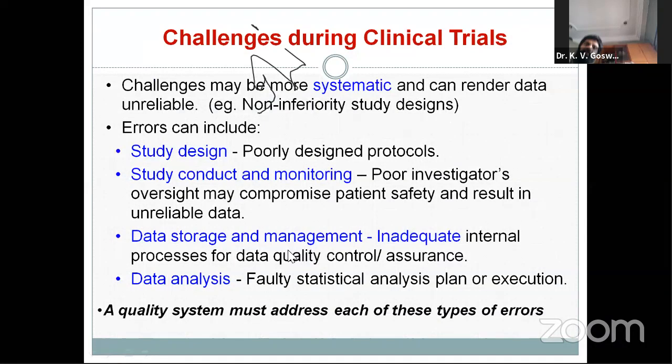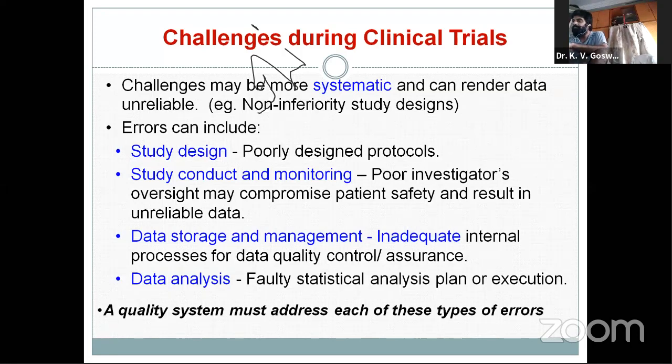So what are the challenges during these clinical trials? The challenges may be systematic, and can render the data unreliable, or the errors can be specific. In the study design, if we have not designed the protocols properly, the protocol does not clearly indicate everything. Therefore, there will be quite a few errors made at the clinical sites. The investigator and the monitors are not clear on what exactly we meant. So there will be a lot of deviations to the protocol.